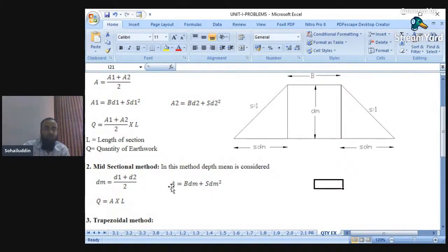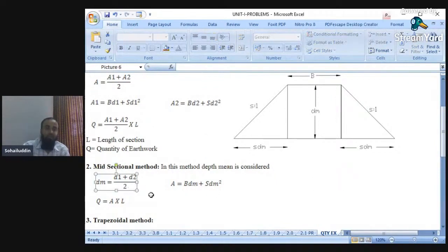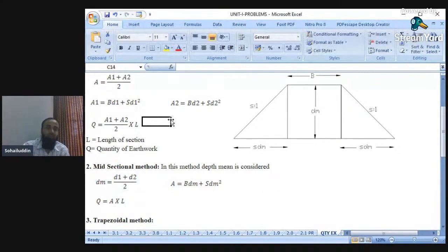So area is nothing but BDM plus SDM square. Again, the same way, this area is the area of a rectangle plus the addition of the two triangles. That is SDM square instead of S D1 D2, because in the last method we saw area 1 and area 2, therefore there were D1 and D2. Here there are no separate areas, we are only taking multiplication. Here the concept is for depth, there the concept is for area.